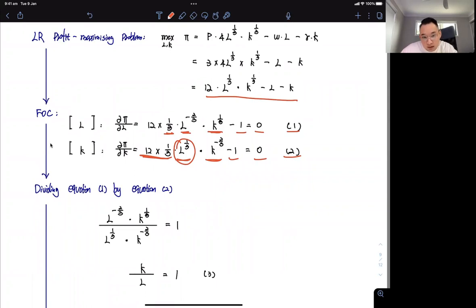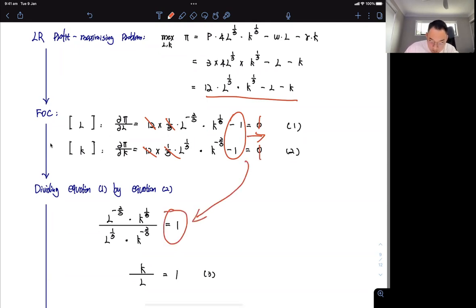This is probably easier to say. 12 will cancel out. 1 over 3 will cancel out, right? Because they are constant numbers and they show up in both the bottom and the top of the equation. And if we bring the minus 1 to the right-hand side, this will become 1 on the right-hand side. So on the right-hand side, we preserve 1, okay?